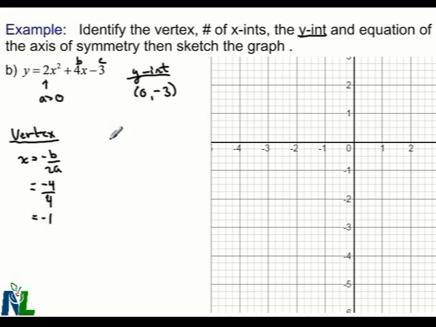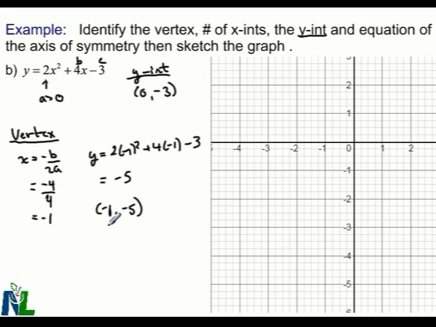To get the y value, I'm going to take -1 and plug it into this equation. So I've got y equals 2 times -1 squared plus 4 times -1 minus 3, which will give me a value of -5. So my vertex is located at -1 and -5.